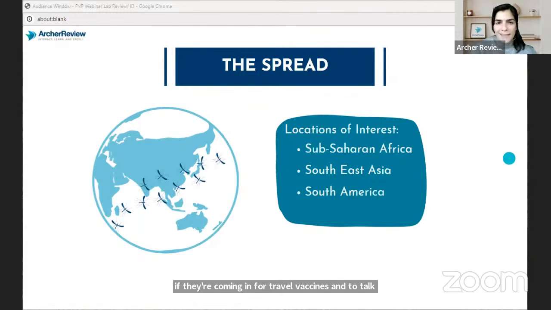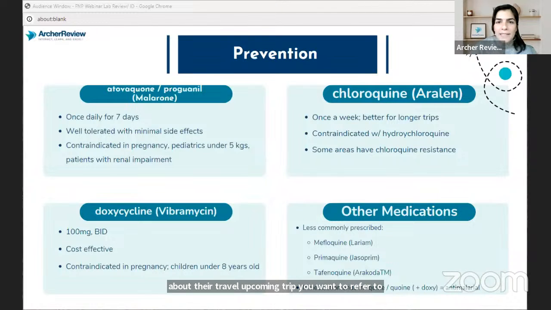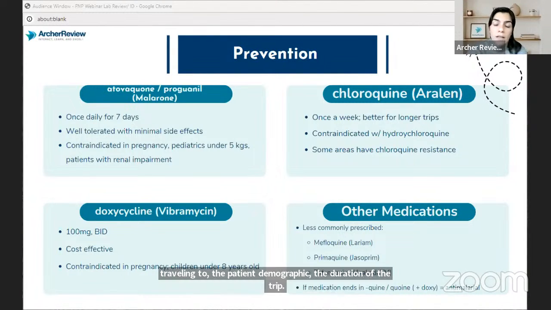It's pretty comprehensive, but that's when you might need to know what to actually prescribe this patient and what they may need. The treatment does depend on the region that they're traveling to, the patient demographic, and the duration of the trip. So you want to look at that Yellow Book, and it'll help guide you through all of that.